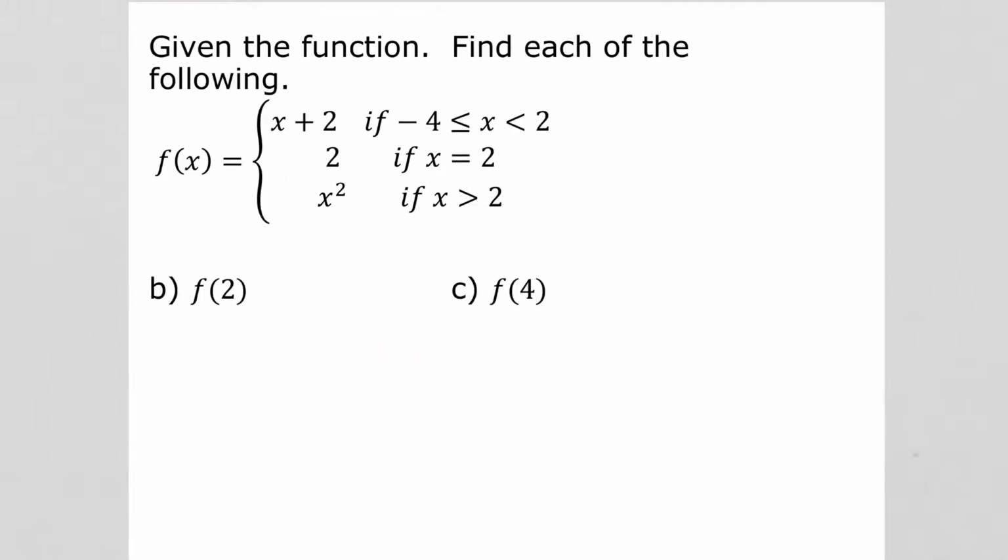For part B, f of 2, where is 2 defined? Well, 2 is defined just right here. So f of 2 is, guess what? 2. F of 4. Where is 4 defined? 4 is greater than 2. So 4 goes into our x squared. So f of 4 is 16.